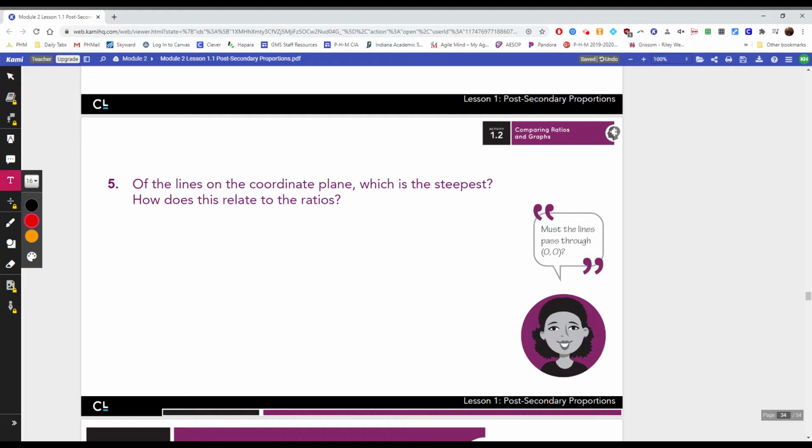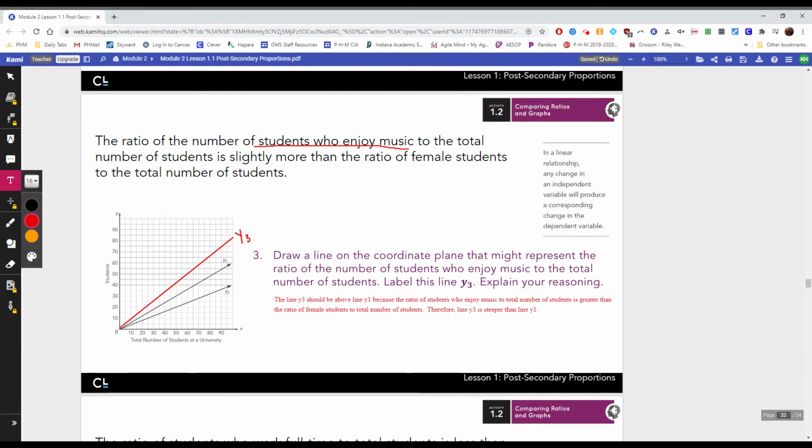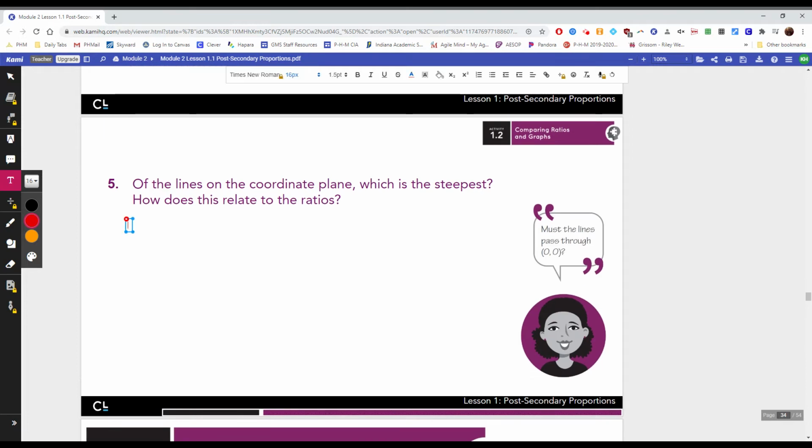Of the lines on the coordinate plane, which is the steepest, and how does this relate to the ratios? So let's go back to our graph. The steepest is line Y3, which was the students who enjoy music compared to the total number of students. So let's answer that first part. The steepest line on the graph is line Y3, which represents the students who enjoy music compared to the total number of students.